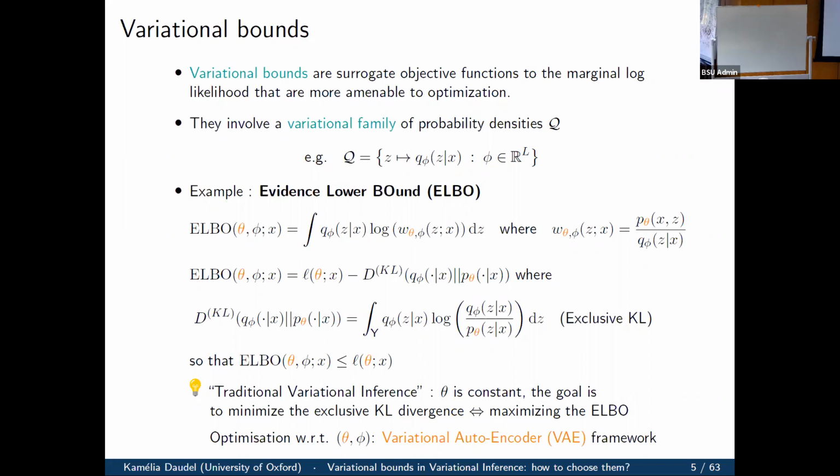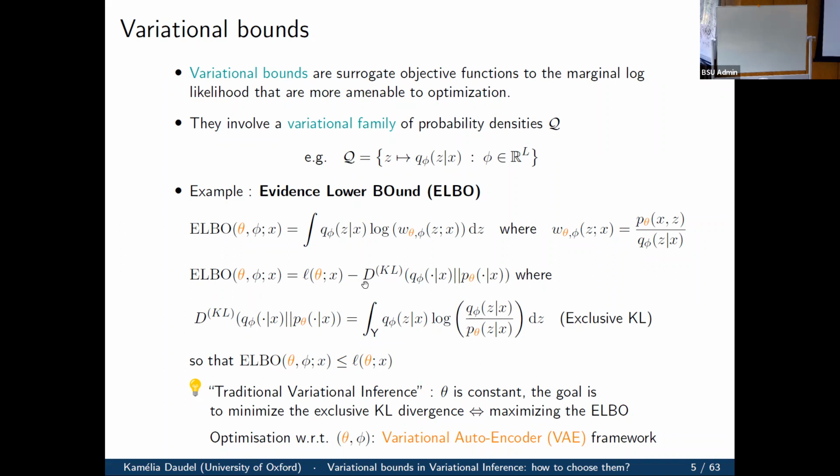In the context of this talk, I'm not just optimizing with respect to phi; there is also an optimization with respect to theta. If you look at this expression, if you optimize just with respect to phi, it's the same as traditional variational inference, where I'm trying to minimize this term. If I optimize with respect to theta, I'm trying to maximize this term, and I will have what I call a regularization term. Is that clear for everybody?